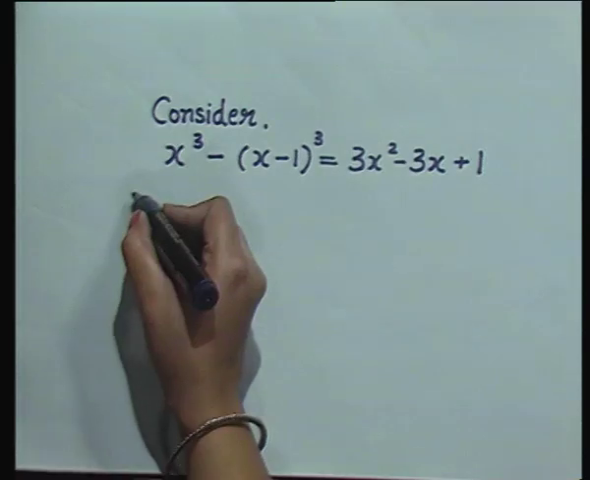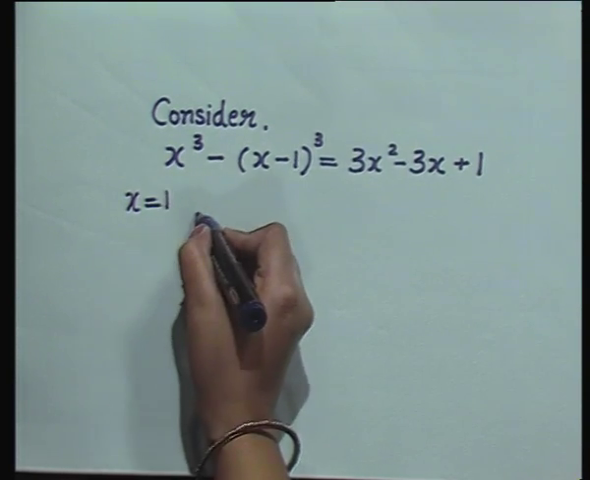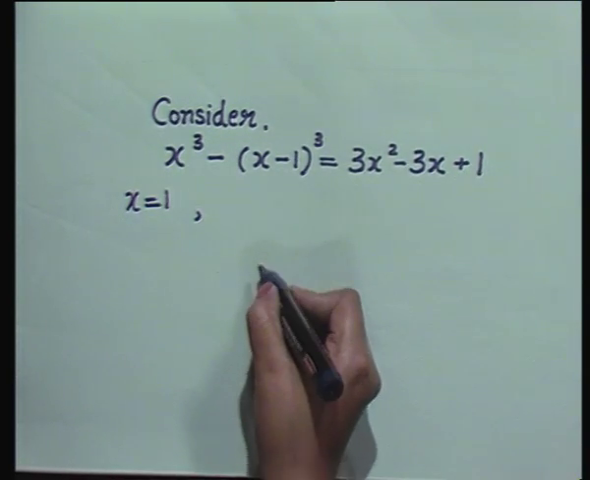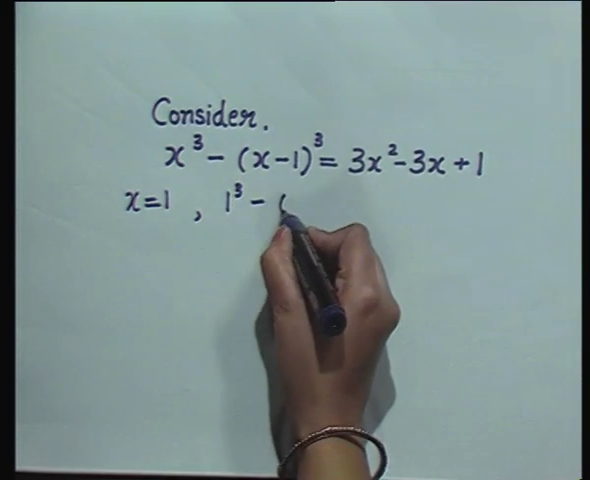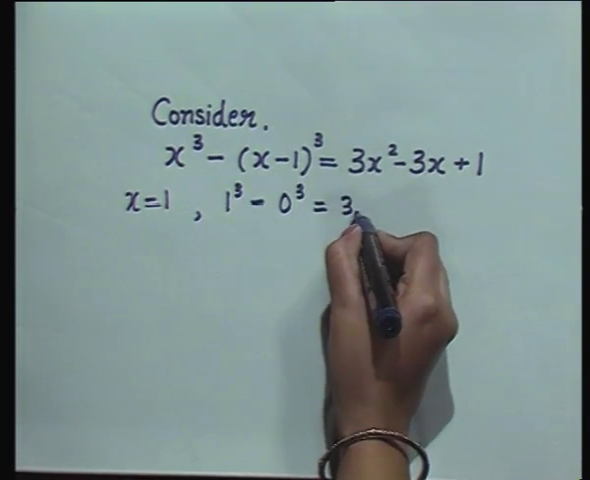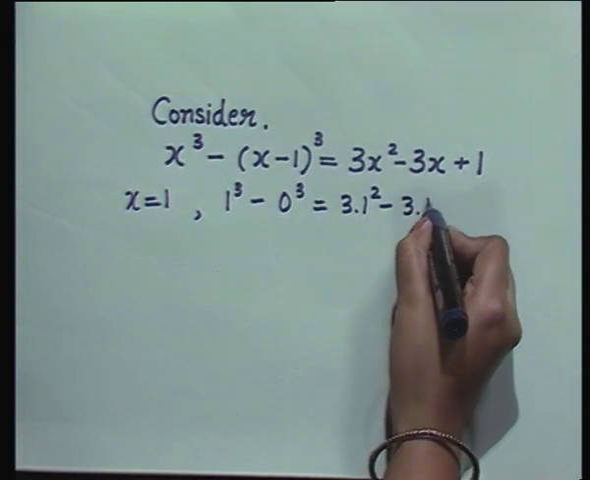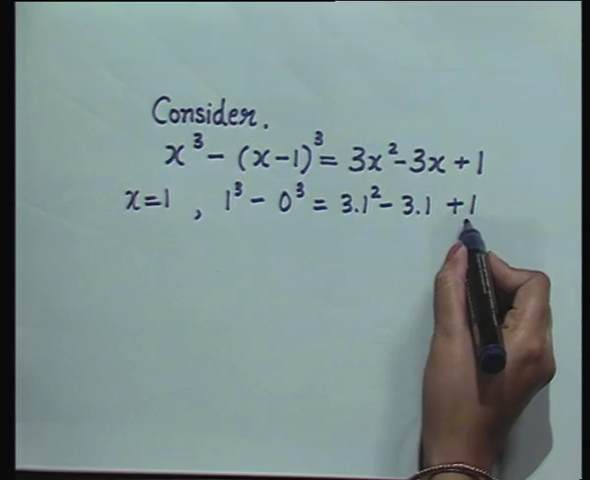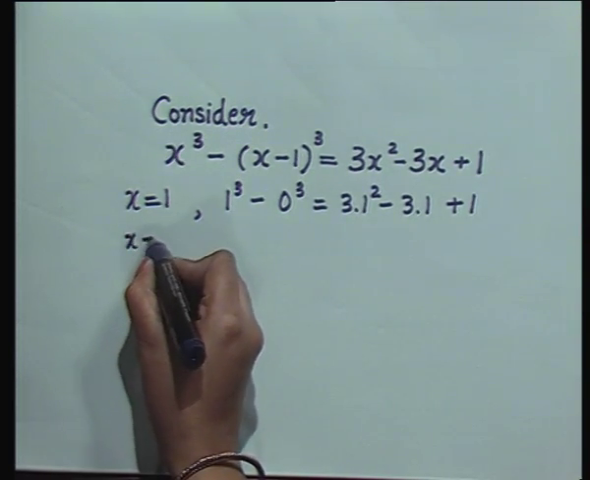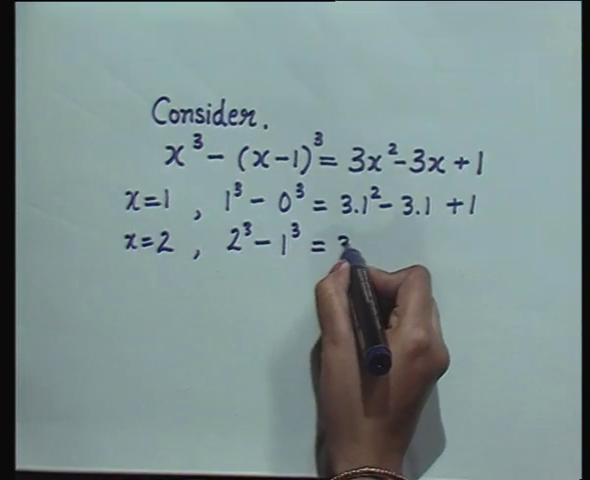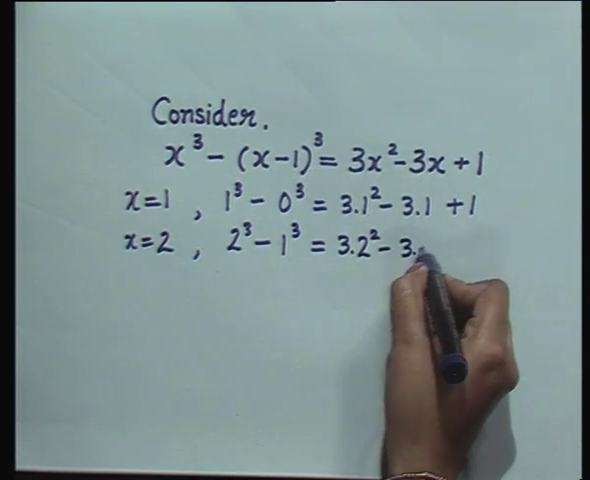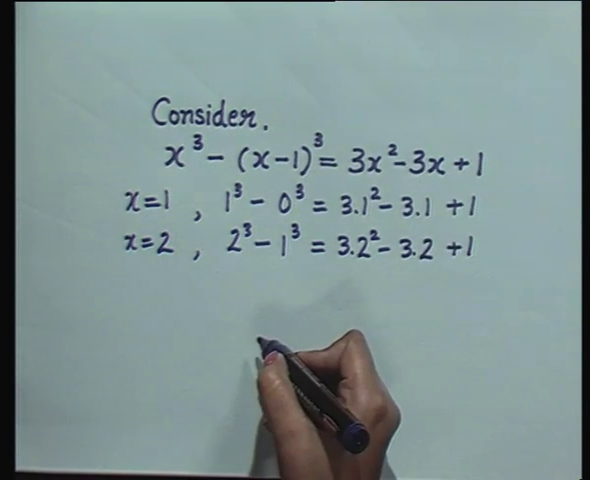To get our series, we will start with different values of x ranging from 1 to n. And so, by taking x equal to 1, and since this result is true for it, I will have 1 cube minus 0 cube is equal to 3 into 1 square minus 3 into 1 plus 1. Do not simplify this, let us keep it as it is. Putting x equal to 2, you will get 2 cube minus 1 cube is equal to 3 into 2 square minus 3 into 2 plus 1, again as it is.